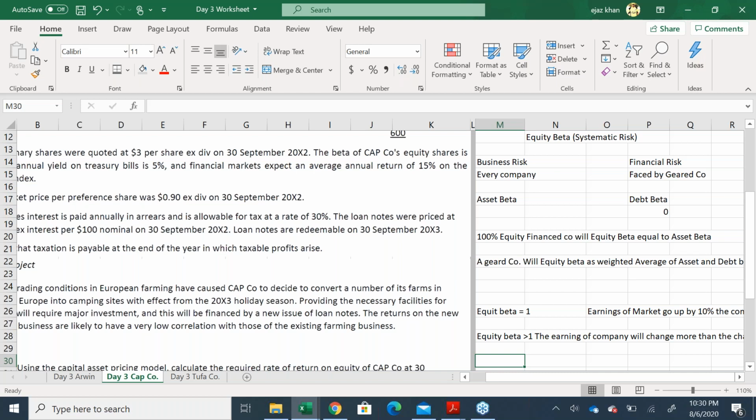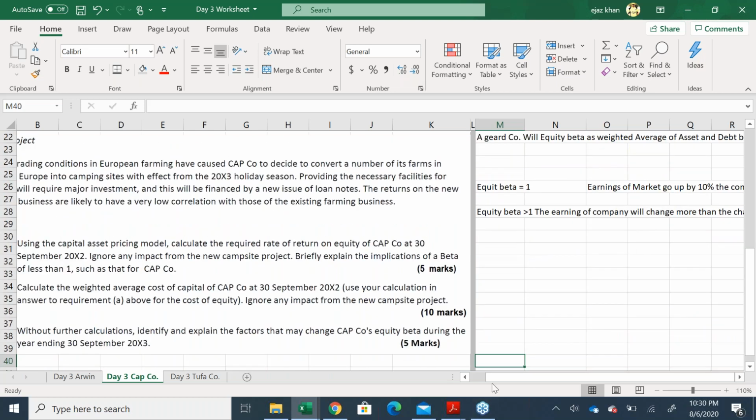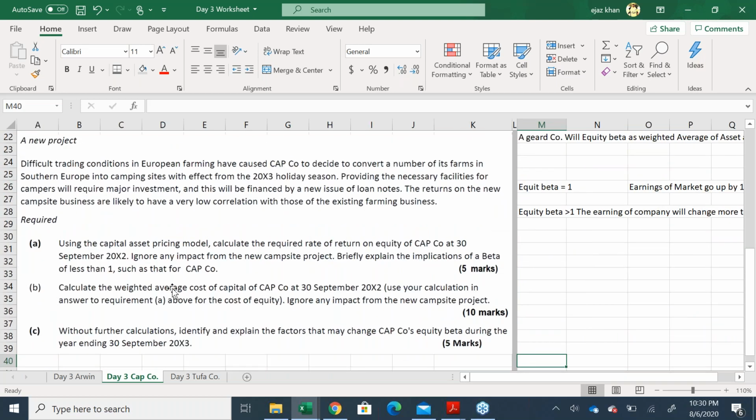Okay. So let's move forward to the next part of the question. In the next part, it says calculate the weighted average cost of capital of the company. Use your calculation in answers to requirement A and above for the cost of equity. Ignore any impact from the business. So you have to calculate the WACC, weighted average cost of capital. Let's calculate the weighted average cost of capital.